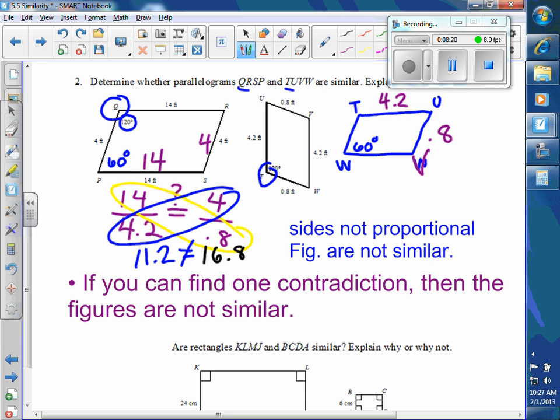So in this problem, since the angles were the same, that wasn't a contradiction. So I had to try to find another contradiction. And since I found out the cross product is not equal, that tells me the sides aren't proportional. And if the sides are not proportional, then the figures are not similar.